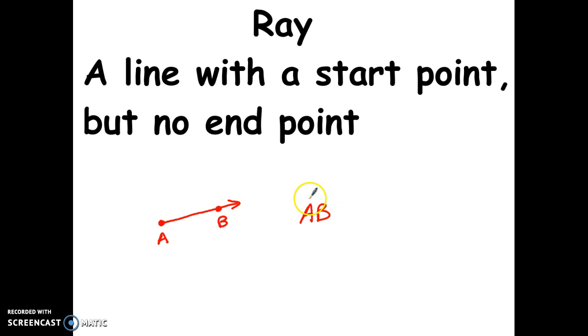To draw the symbol at the top, we are going to draw a line with only 1 arrow. So here we have our starting point, and then we have the rest of the line. So you go in the exact order of the drawn ray.